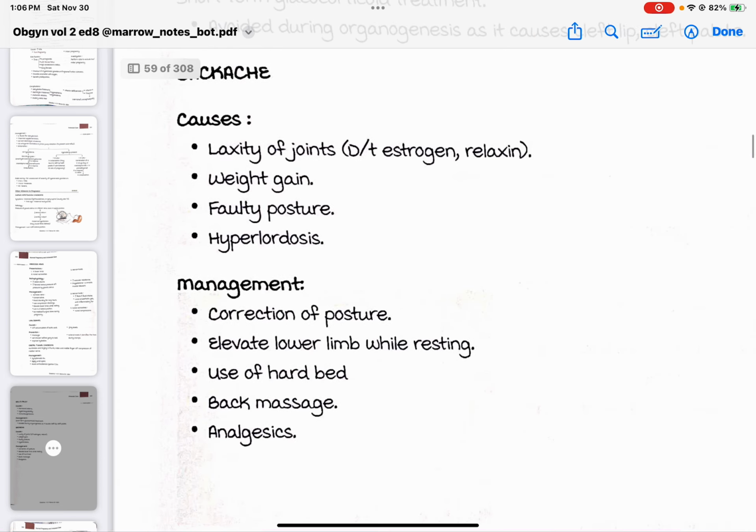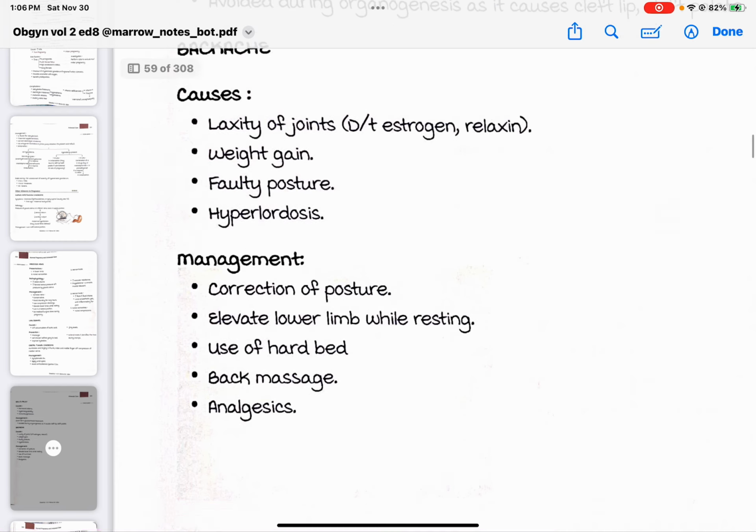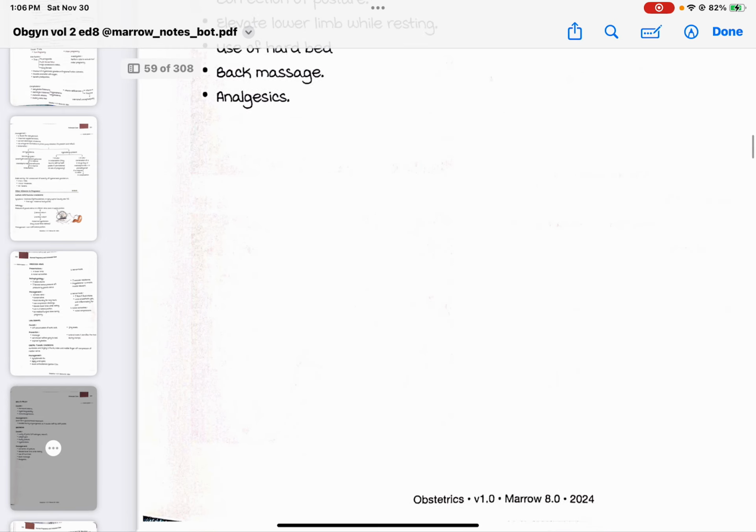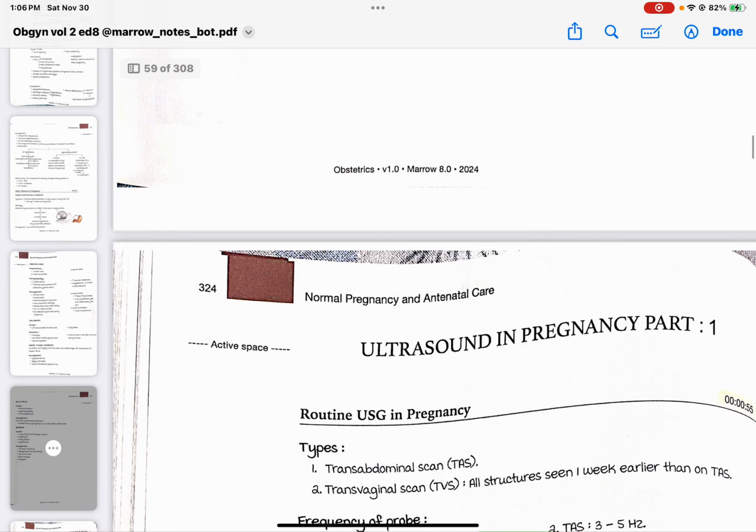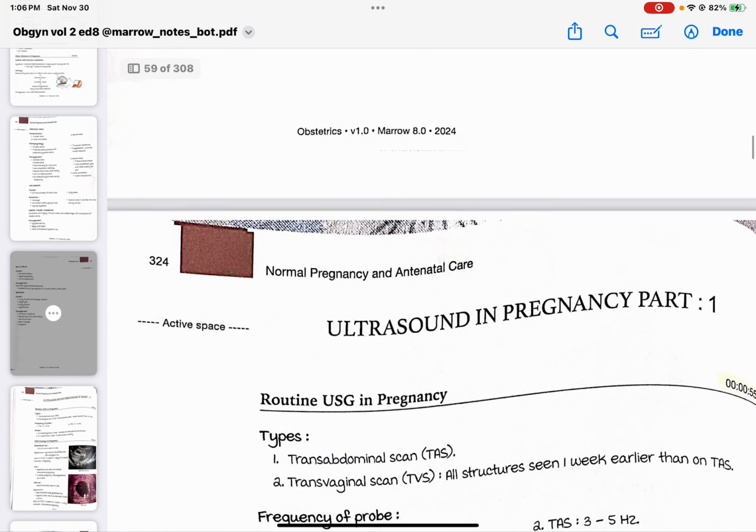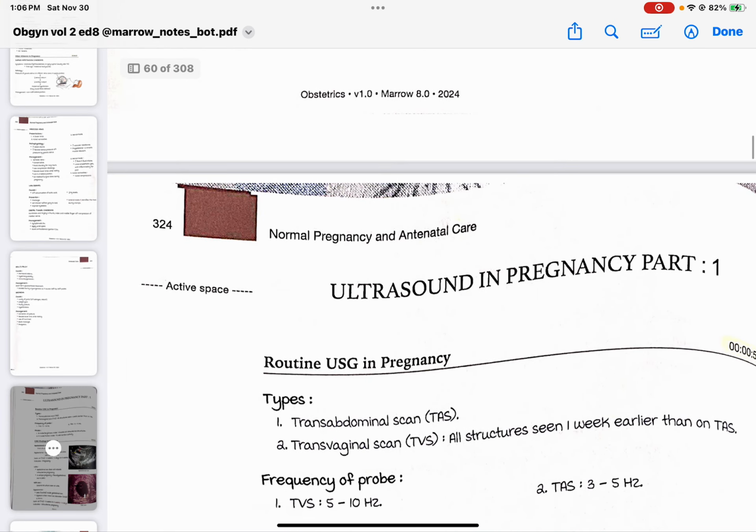Backache: due to laxity of joints due to estrogen, relaxin, weight gain, faulty posture. Hyperlordosis. Management: correction of posture, elevate lower limbs while resting, use of hard bed, back massage, analgesics. So that was antenatal care, and in our next video we will continue.